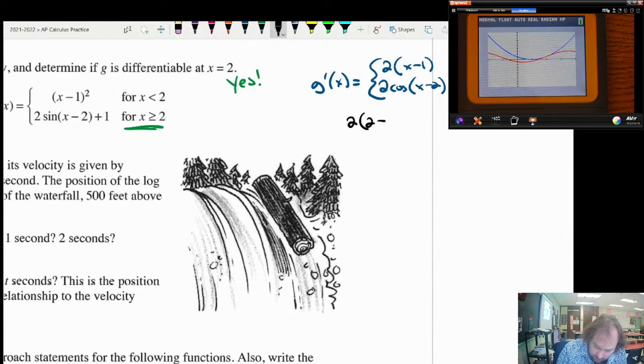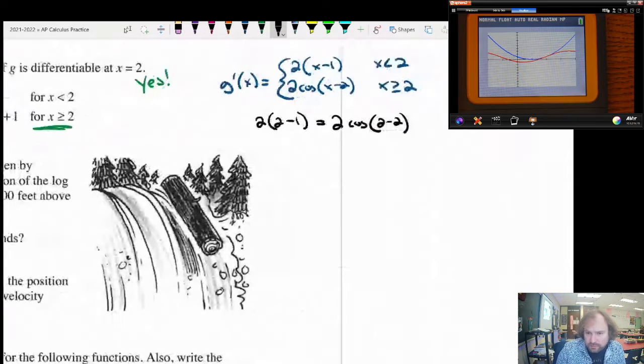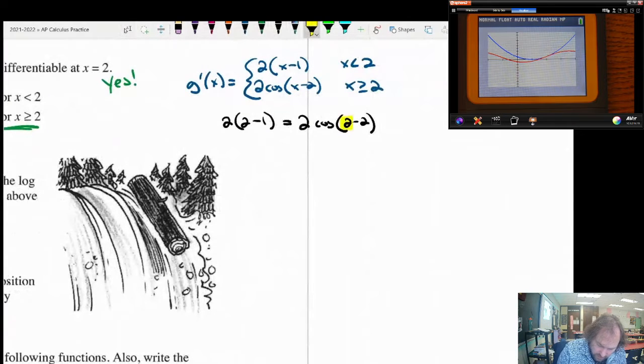2 times 2 minus 1 is in fact equal to 2 times the cosine of 2 minus 2. You just plug in 2 for x in both of those. What you end up with is 2 times 1 over here, which is 2. And over here, cosine of 0 is equal to 1, so it's 2 over here. So the derivatives have continuity, you might say, and that's another reason why they're differentiable.